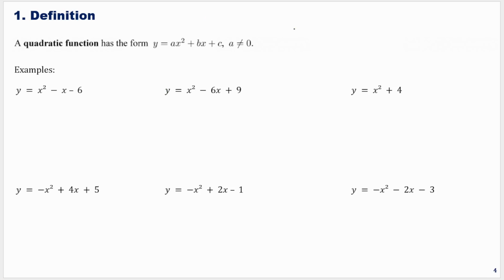Quadratic function has the form y equals ax squared plus bx plus c, where a is not 0. The highest order of this function is 2. Compared to linear function, we have increased the highest order by 1. So the highest order is 2. In this case, it's called a quadratic function. For example, all of these functions are called quadratic functions.